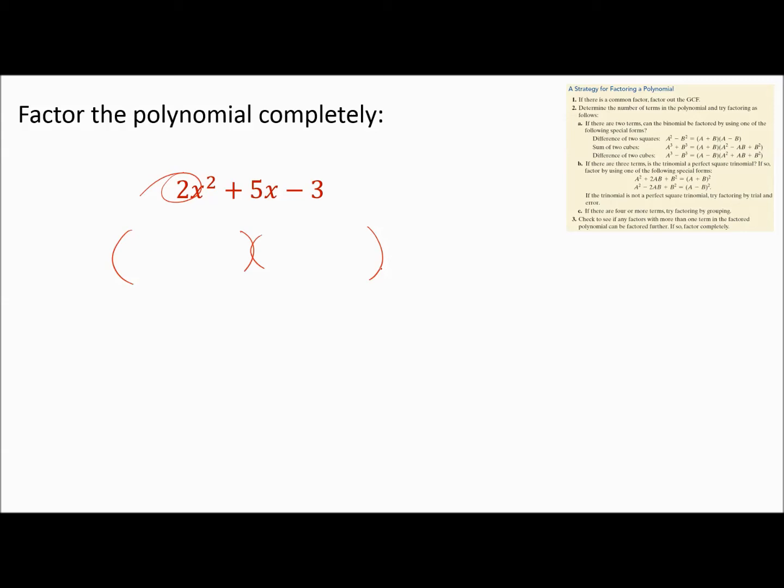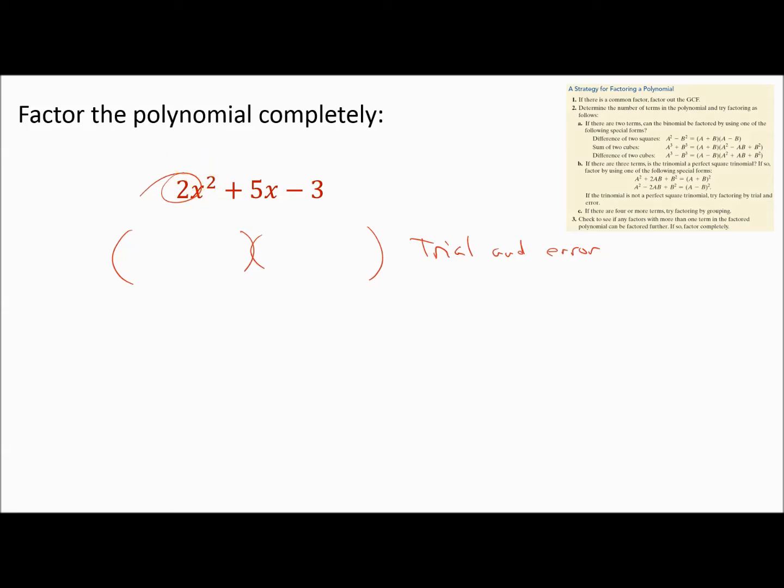I don't like teaching trial and error because it's not really teachable. It's just something you practice. But on the other hand, 2x squared plus 5x minus 3 can also be done with a factor by grouping technique. There's a few steps to getting it done, but it's possible and a lot of people like it. So here's what you do.